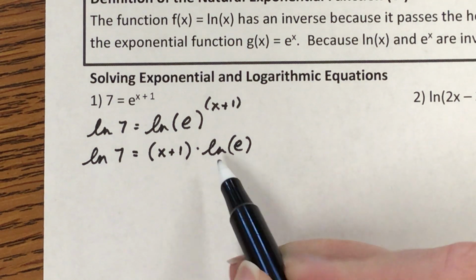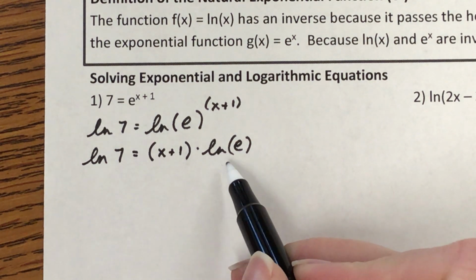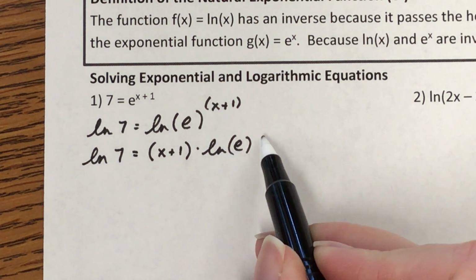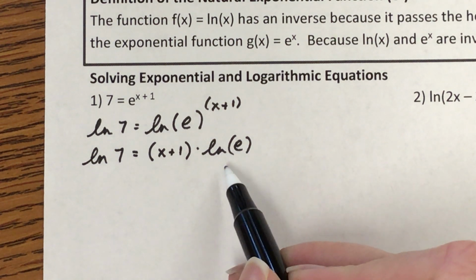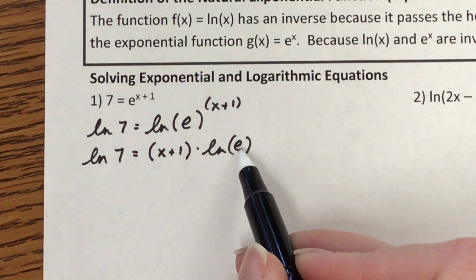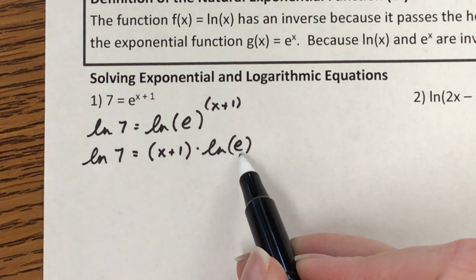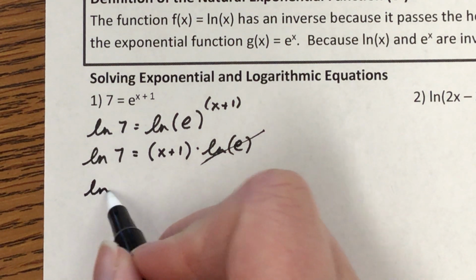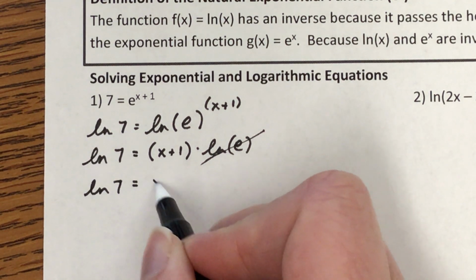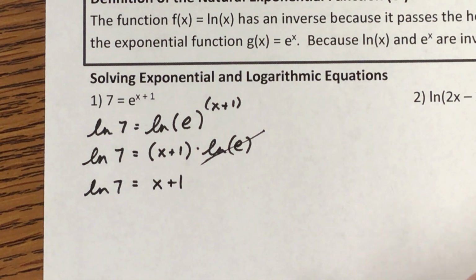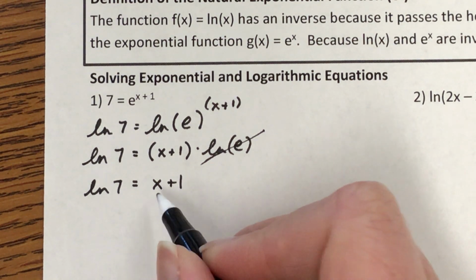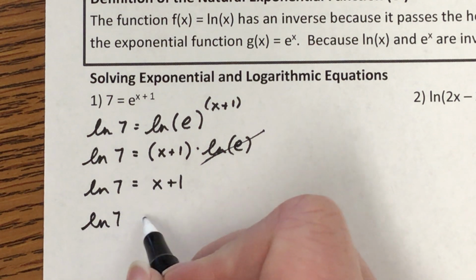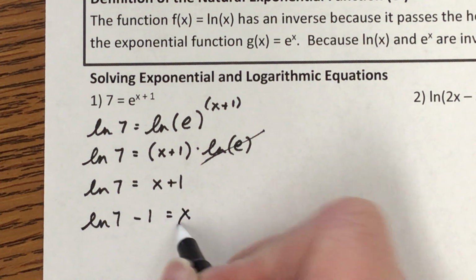Okay. The natural log is the log of base e. So if this is also an e, this kind of cancels out to become just 1. That's because natural log and e are inverse functions of each other. So if this reduces to 1, we're left with natural log of 7 equals x plus 1. Our goal is to get x by itself to figure out what x equals, so we can subtract 1 from both sides. Natural log of 7 minus 1 equals x.